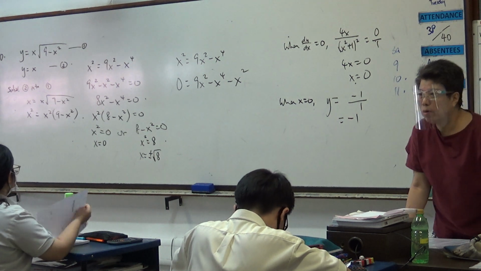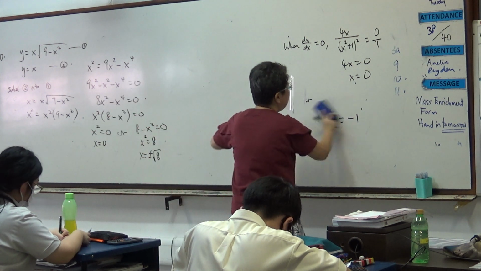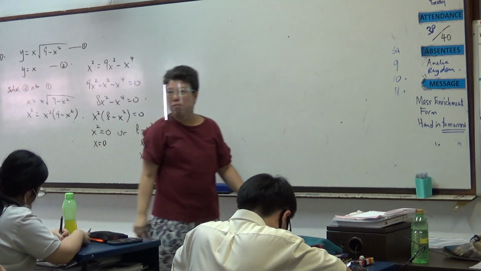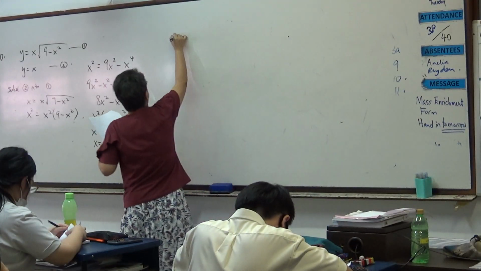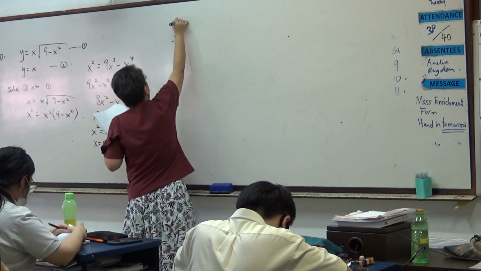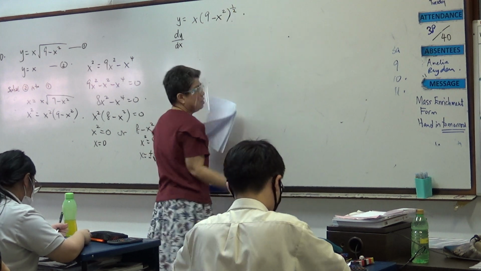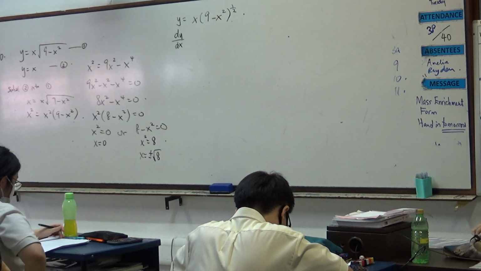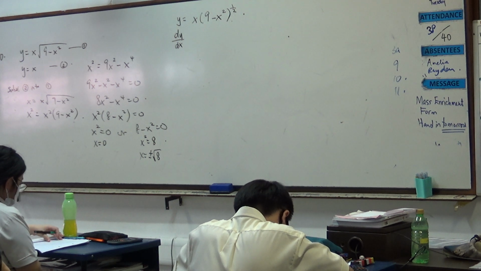Okay, so there are actually 3 points. What are the 3 points? x is 0, x is root 8, and x is what? Negative root 8. Right? Okay, but I haven't done it yet. I haven't found dy/dx. This is the original equation. Everybody okay here? Good?